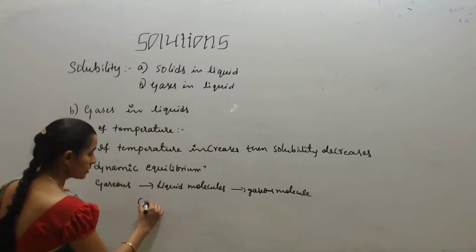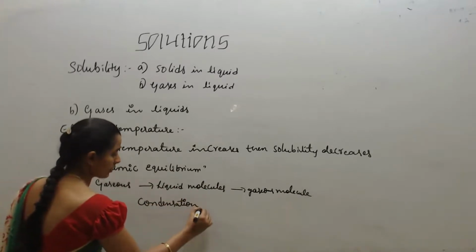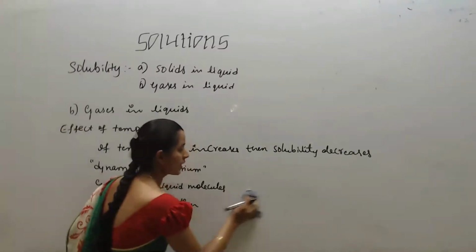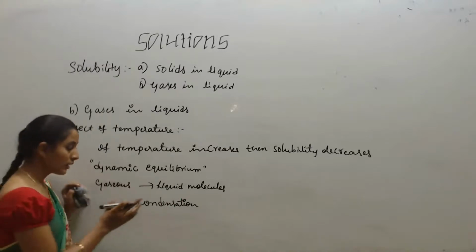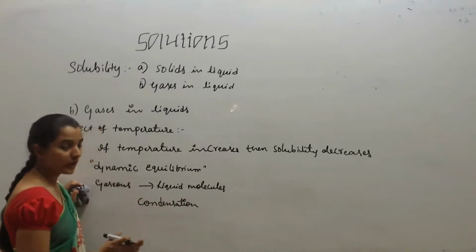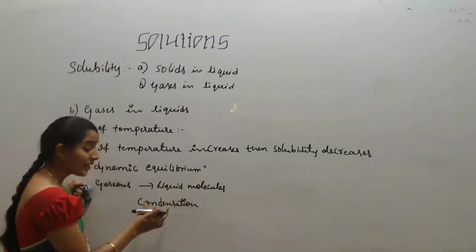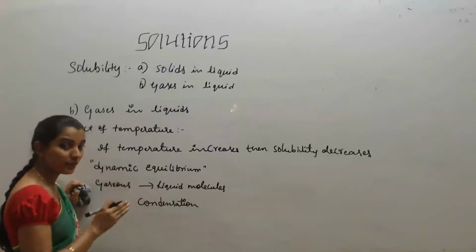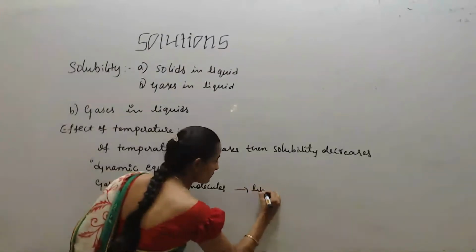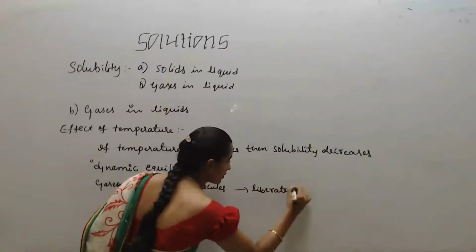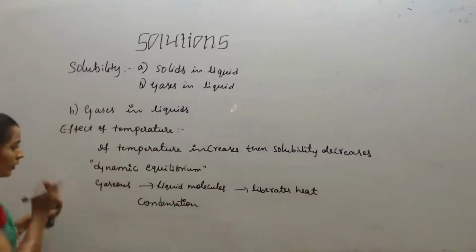Here, the process is condensation reaction. Condense means what? The temperature cools down. When gases change toward liquid molecules, condensation takes place, which means the temperature cools down. It liberates what? Heat energy. I hope you understood.